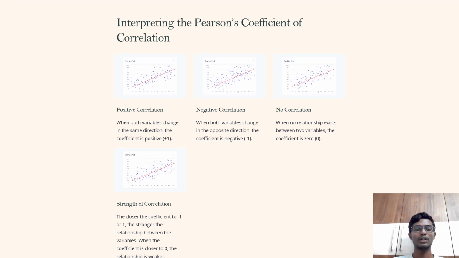That is no correlation. And when we come to strength of correlation, the closer the coefficient is to -1 or 1, the stronger the relationship between the variables. When the coefficient is closer to 0, the relationship is weaker.